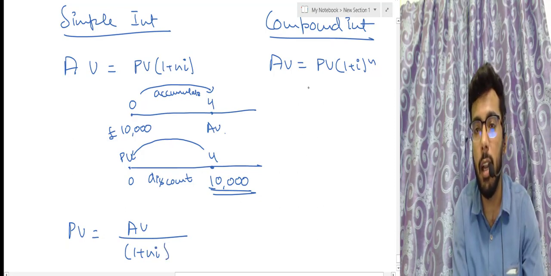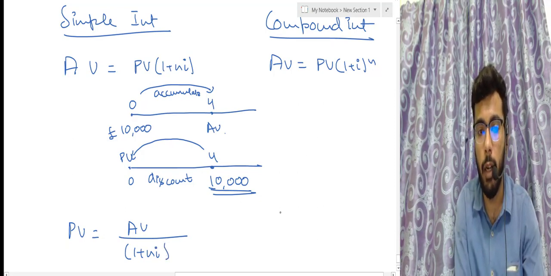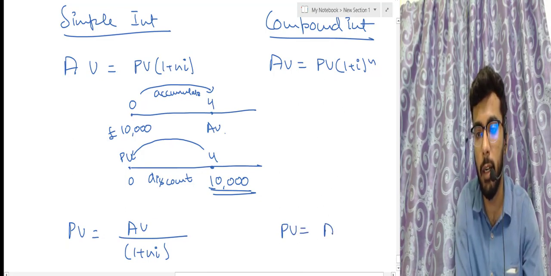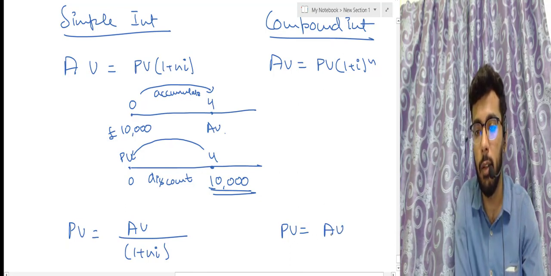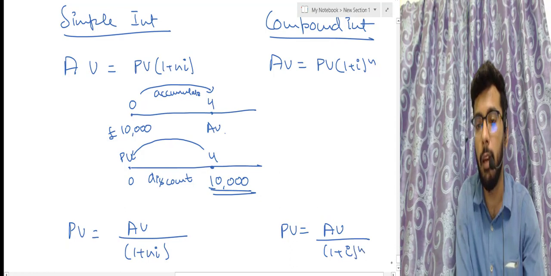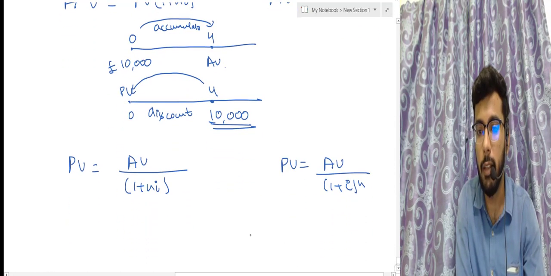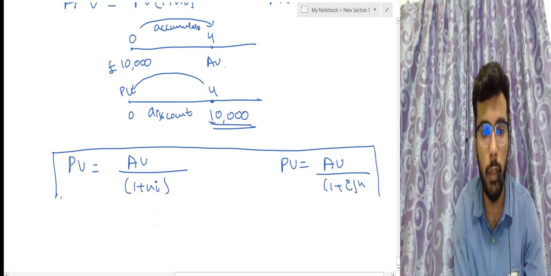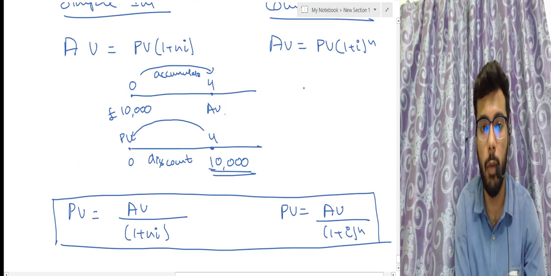So your present value can be calculated as accumulated value upon 1 plus ni. And in the case of compound interest, since your accumulated value is equal to present value into (1 plus i) to the power of n, by sending this to the left hand side, present value becomes accumulated value upon (1 plus i) to the power of n. So that is how it works.